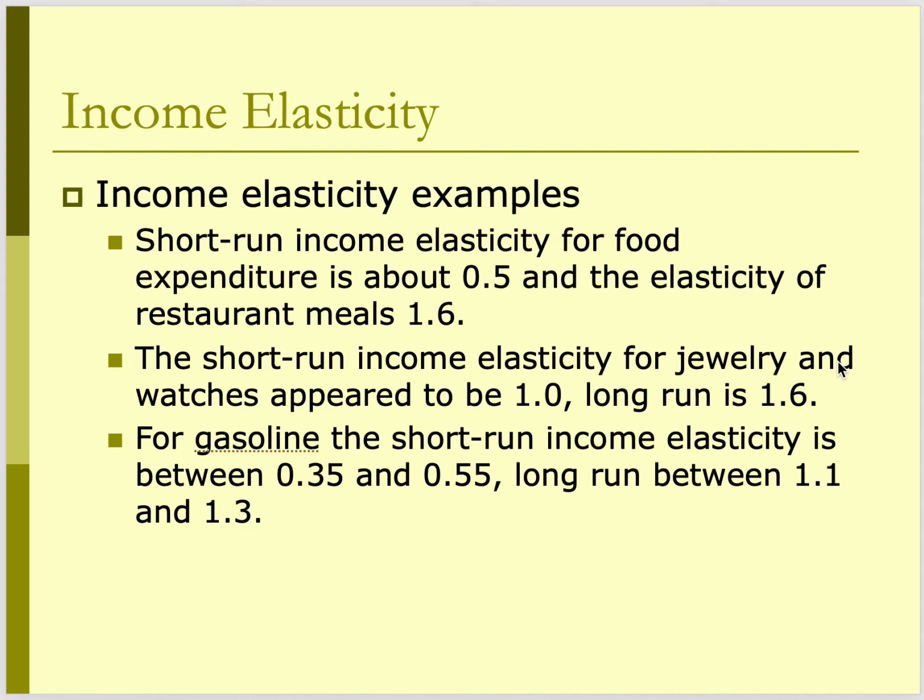So income elasticity examples. Short run income elasticity for food expenditure is about 0.5. And the elasticity for restaurant meals is much higher. People will eat at home if their income goes down. The short run income elasticity for jewelry and watches appears to be 1, and a long run 1.6. For gasoline, in the short run, income elasticity is between 0.35 and 0.55. Long run is between 1.1 and 1.3.